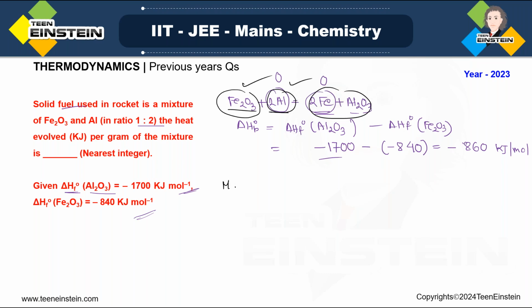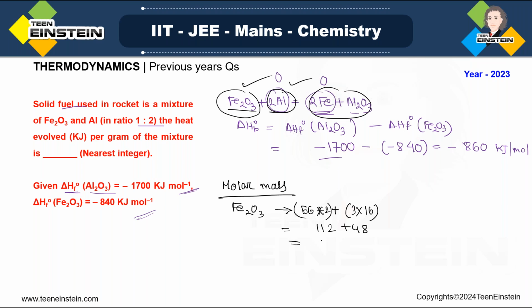So for Fe2O3, if we find the molar mass, that is, for 1 mole, what will be the mass? It is 56 multiplied by 2, plus 3 into 16 for oxygen. So you will get 112 plus 48. Similarly, for aluminium, there will be 2 aluminium, so the atomic mass will be multiplied by 2.